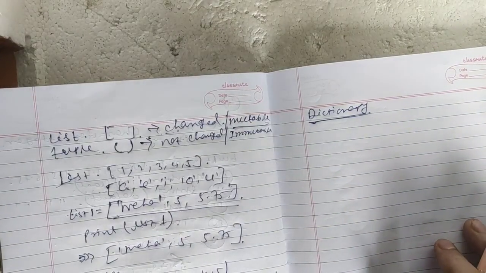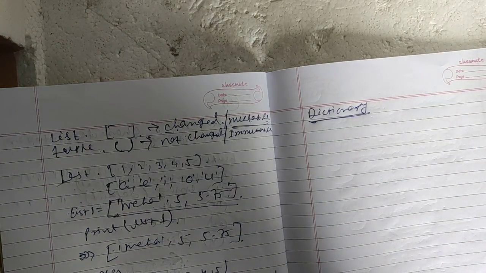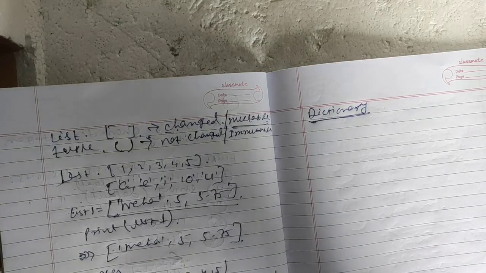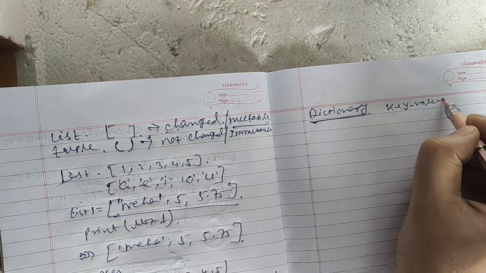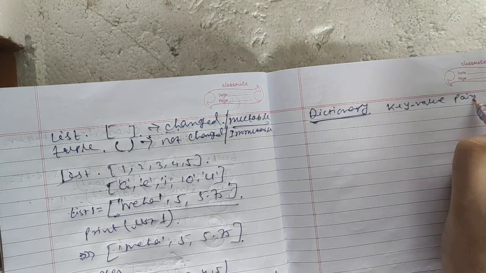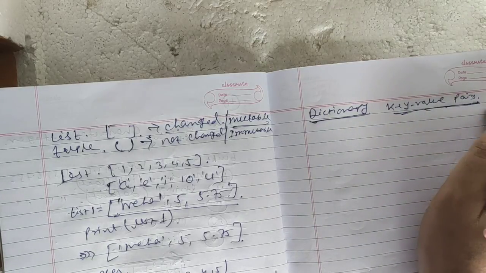What is a dictionary? Dictionary is another data type feature in Python. A dictionary is an unordered set of comma-separated key value pairs. Always remember, key value pairs. Why is it called key value pairs? I will describe that in a little while.